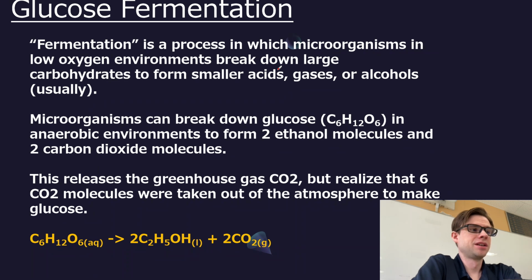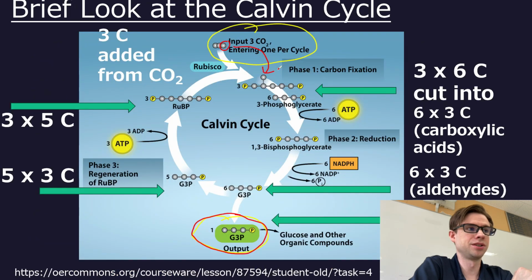That means low or no oxygen. If there was oxygen, they'd probably just do regular cellular respiration and make CO2 with it. But if there's not oxygen nearby, we can form 2 ethanol molecules and 2 carbon dioxide molecules. This will release the greenhouse gas CO2, which sounds bad, right? It's a greenhouse gas, but realize that 6 CO2 molecules were taken out of the atmosphere to make glucose, as evidenced from the Calvin cycle I showed here.